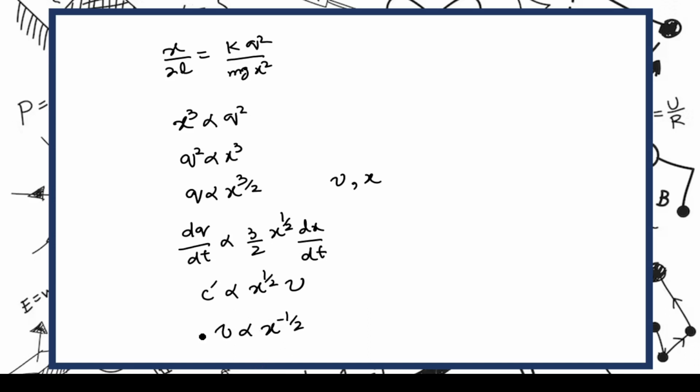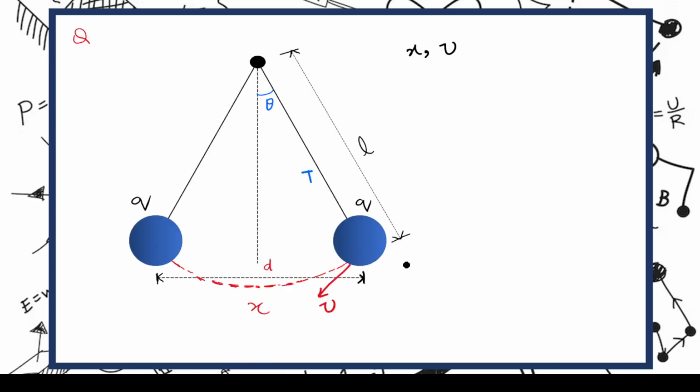So the velocity with which these two spheres are approaching each other when they start losing charge can be given as proportional to distance power minus 1 by 2.